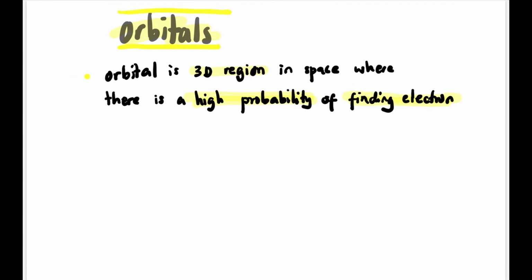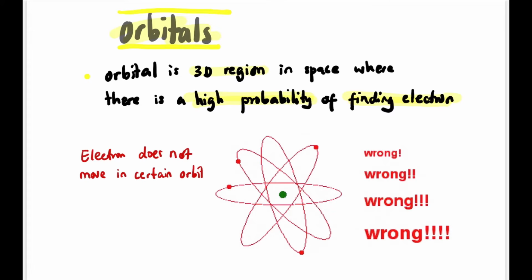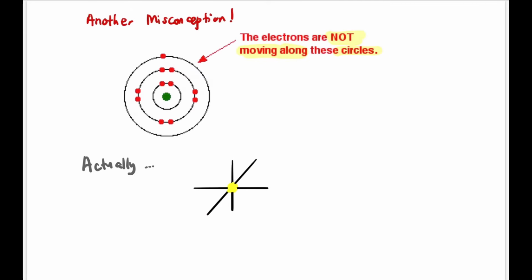Orbital is a three-dimensional region, 3D region in space where there is a high probability of finding electrons. And by that, electron does not move in a certain orbit, by the way. They move freely around the nucleus, but they're not fixed in a certain orbit. Another misconception is that electrons are moving along these circles that we draw there. But actually, electrons are moving freely around the nucleus in a very uncertain movement. According to Heisenberg, there's a high chance of finding an electron around the nucleus, and it can be drawn in a 3D region like that, as it's drawn there. And this 3D region is called orbital.